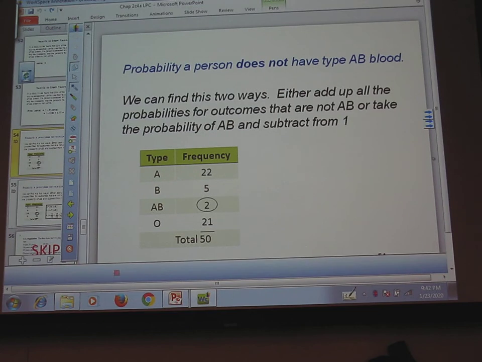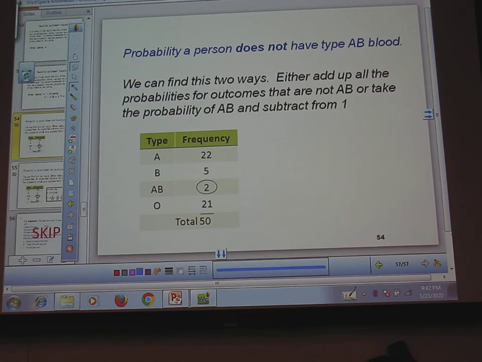Here's another example. What's the probability someone does not have AB blood? There's 2 ways of finding it. Everyone take 30 seconds to try to find at least one of those ways. What's the probability to not have AB blood? 48. Okay, what's one way? Someone give me a way. 48 out of 50. Well, how'd you get it? Adding everything up. Okay, so you can add them all up: 22 plus 5 plus 21 out of 50. That's one way.